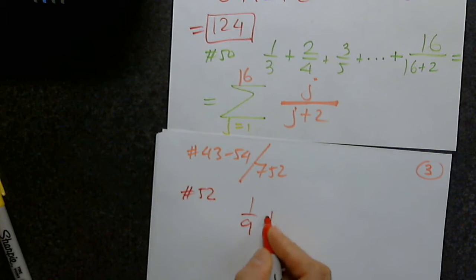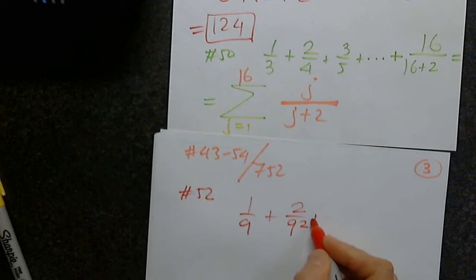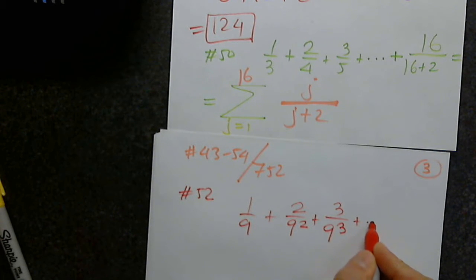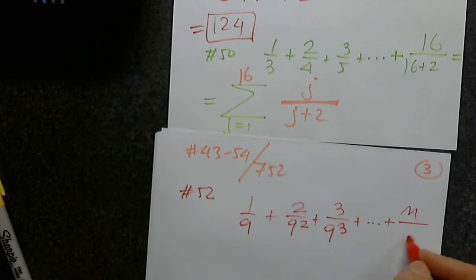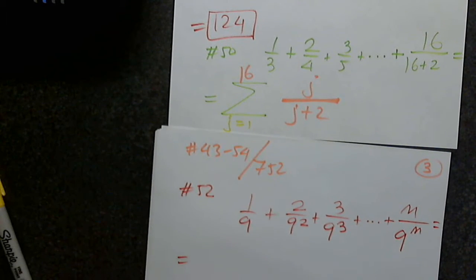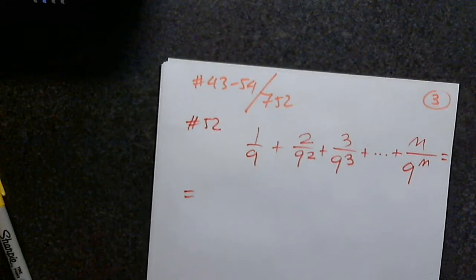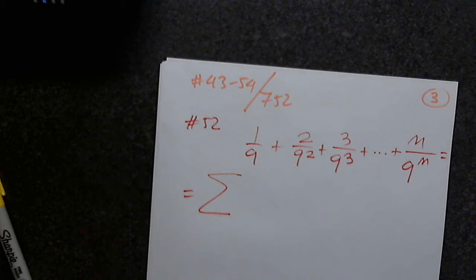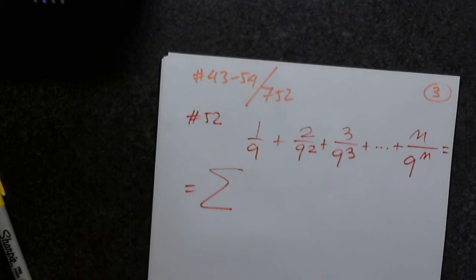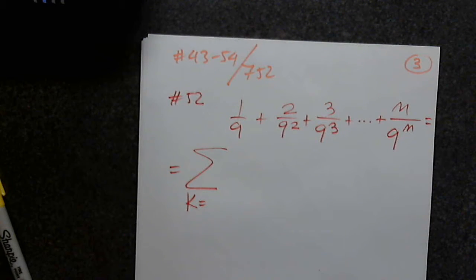And we have 1 over 9 plus 2 over 9 squared plus 3 over 9 cubed plus dot, dot, dot plus n over 9 to the nth power. What index would you like to choose? You want K, you want J, you can use I. Which one? Now let's say K this time. From K equals? 1. Till K equals?